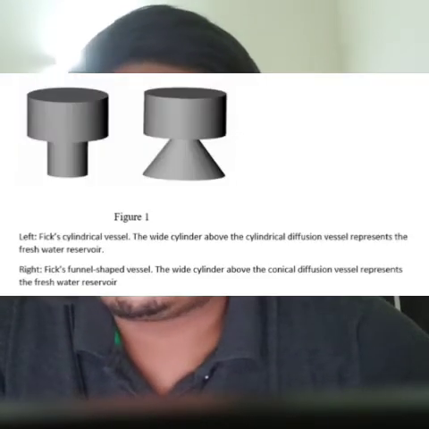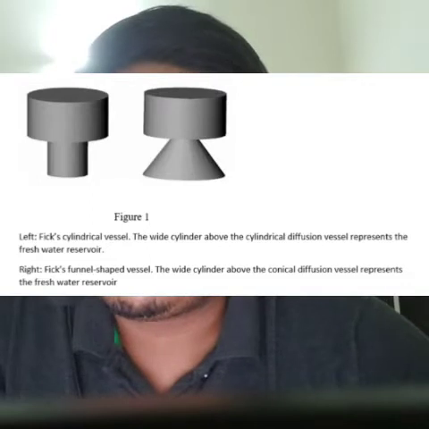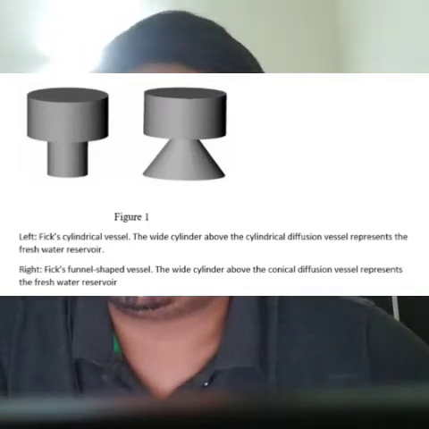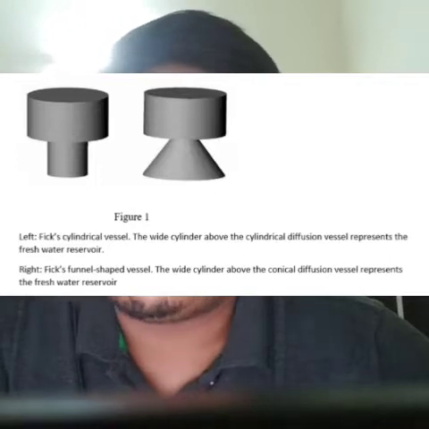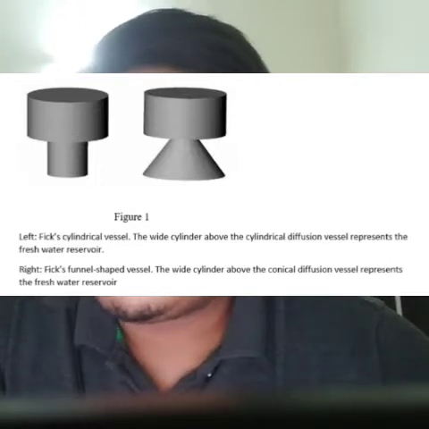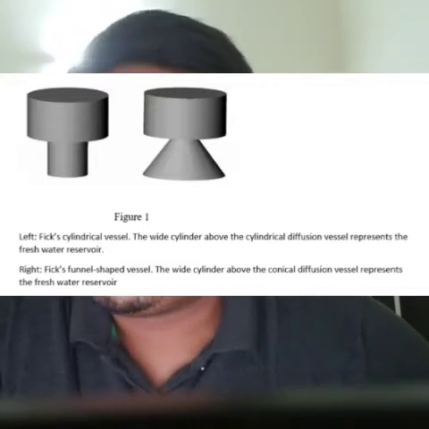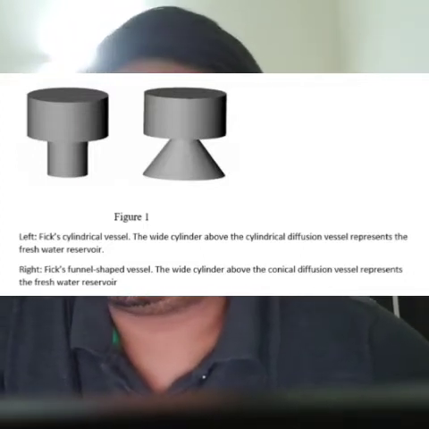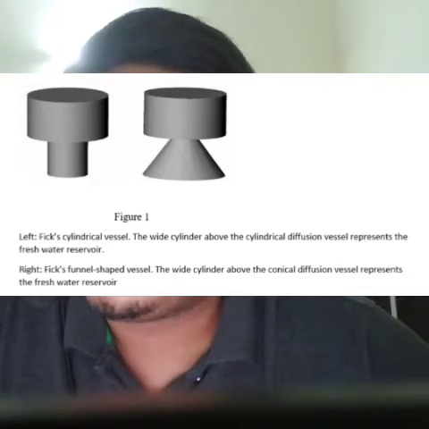The authors only assumed that they resembled the vessels shown in Figure 1, in which on the left here we can see Fick's cylindrical vessel. The white cylinder above the cylindrical diffusion vessel represents the fresh water reservoir. And on the right here we can see Fick's funnel-shaped vessel. The white cylinder above the conical diffusion vessel represents the freshwater reservoir.